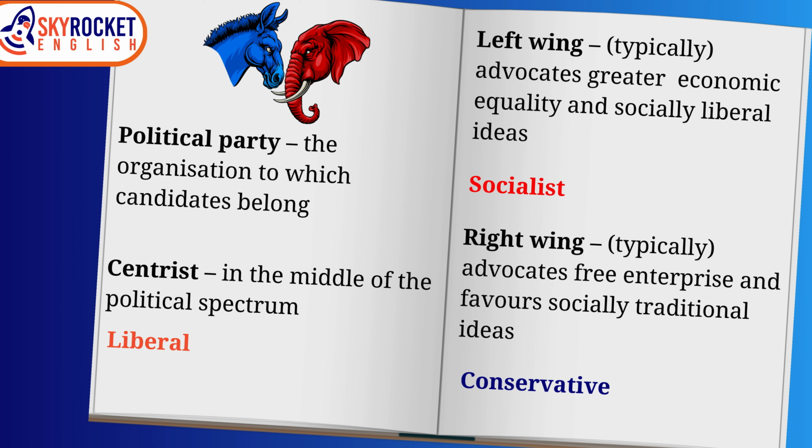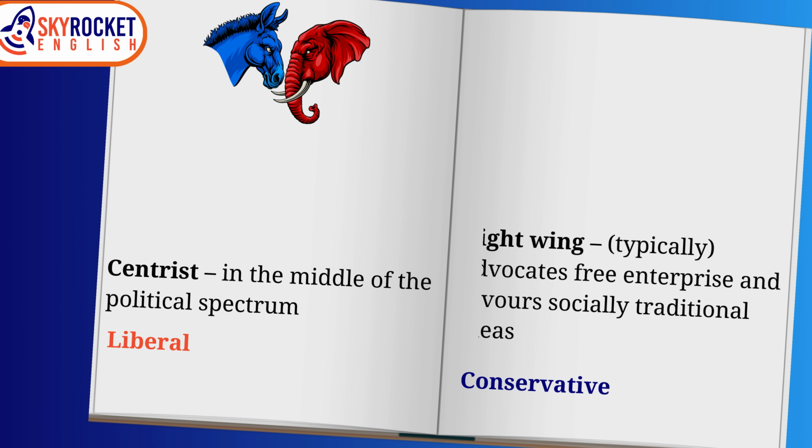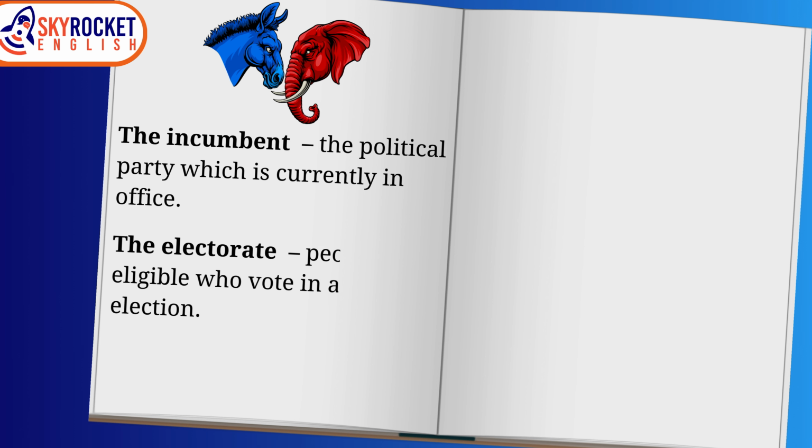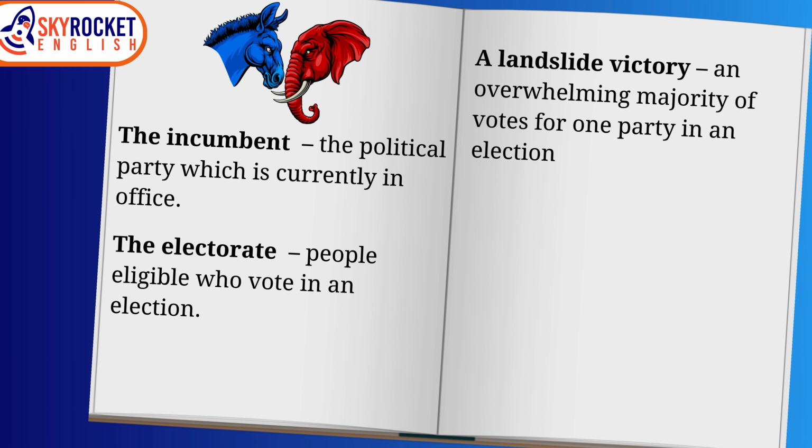Words to describe results. Firstly, we use the word incumbent to describe a political party which is currently in office. And the electorate are the people who are eligible to vote. If a party is very successful in an election and gets an overwhelming majority of votes, it is called a landslide victory.